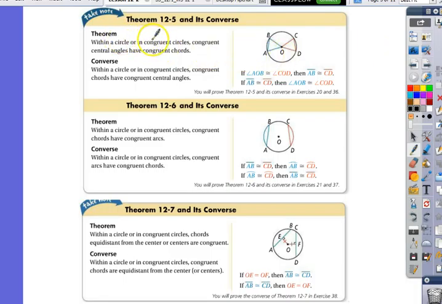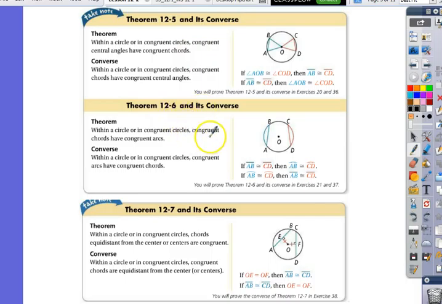So within a circle or in congruent circles, congruent central angles have congruent chords. Yes? Isn't that pretty much CPCTC, since they're congruent triangles? Pretty much. If we were going to do a formal proof, that's probably what I would use. I would do two angles congruent, the sides congruent, then the two triangles are congruent by side angle side, and so the chords would be congruent by CPCTC.